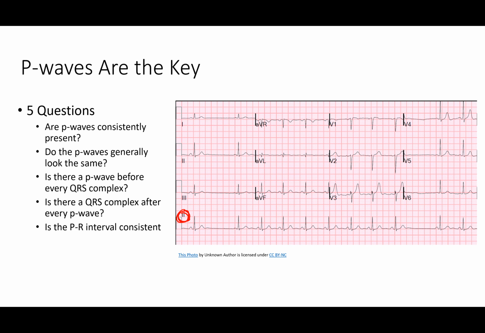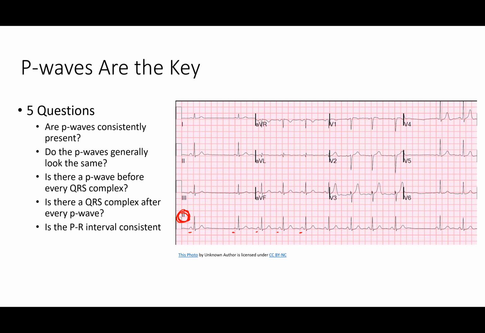Now on the one that I've given you here, we should be able to find the P waves pretty easily. So there's a P wave, there's a P wave, P wave, P wave, P wave. And if we went down the line, you would see that every beat has a perceptible P wave. And so you would answer yes to the first question, are P waves consistently present? The second question would be, do the P waves generally look the same? Are they the same height? Are they the same width? In general, do they look the same?